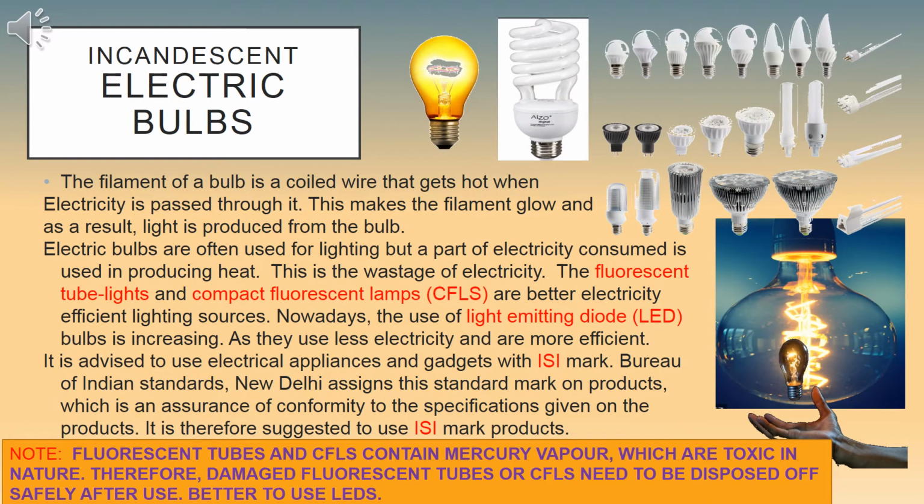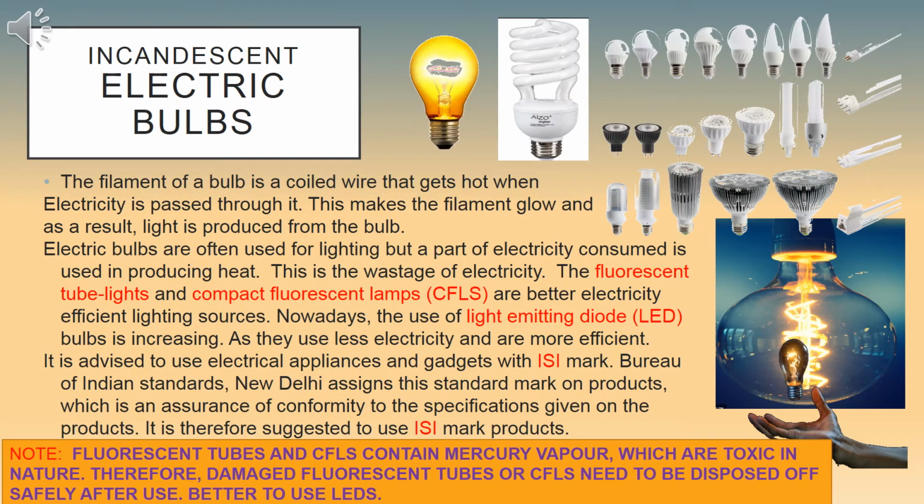Now here we are going to discuss the electric bulb. It is also called an incandescent electric bulb. The filament of the bulb is a coiled wire that gets hot when electricity is passed through it. This makes the filament glow and as a result light is produced from the bulb. Electric bulbs are often used for lighting, but a part of the electricity consumed is used in producing heat.